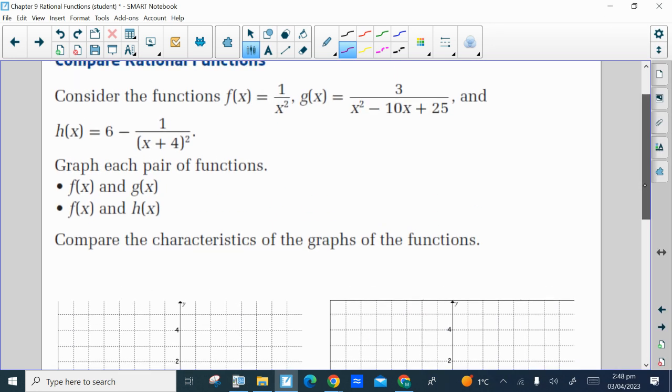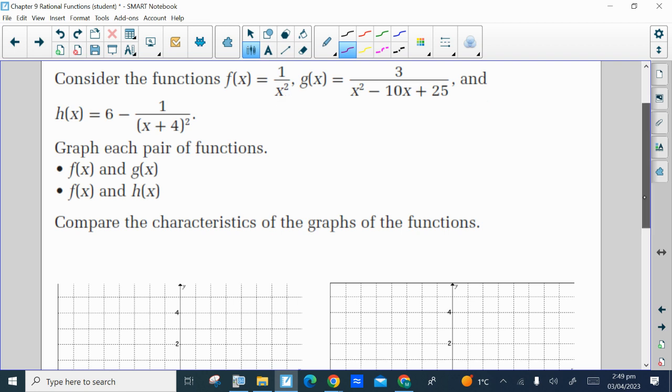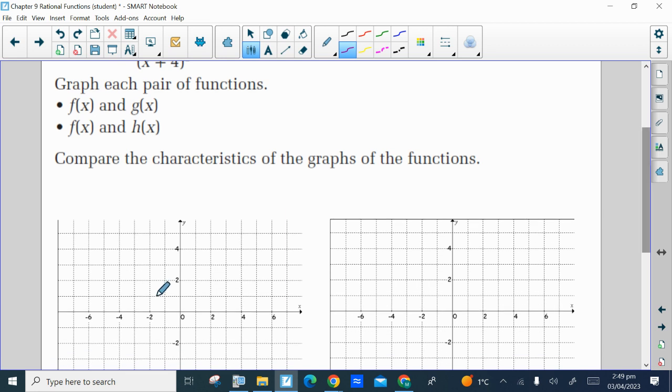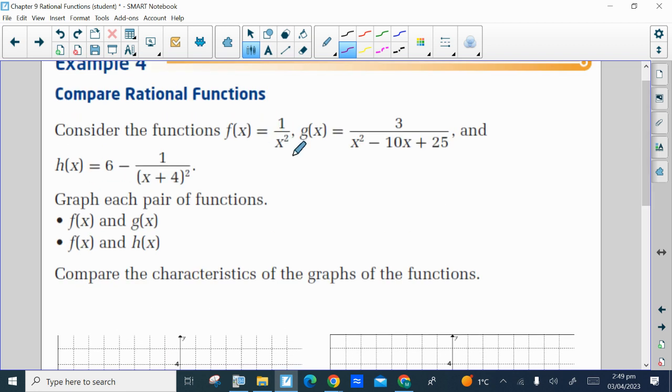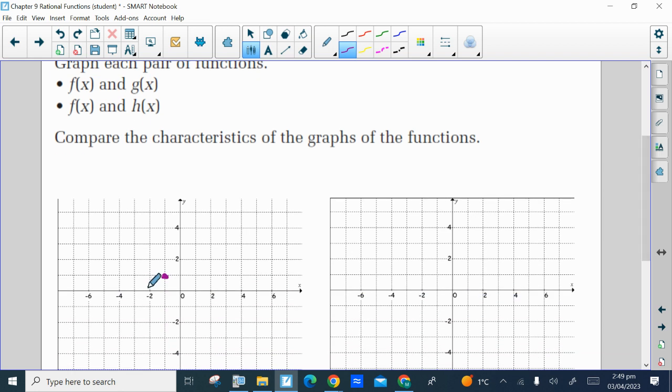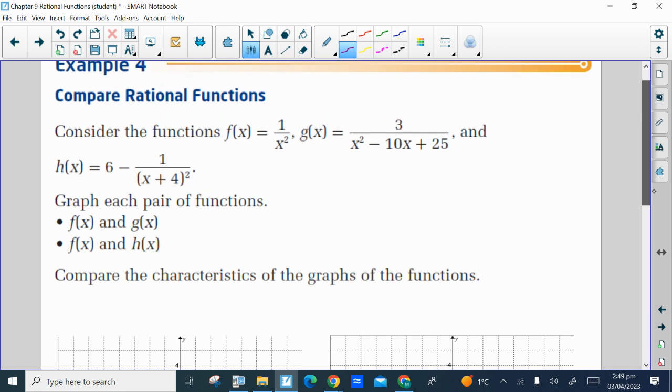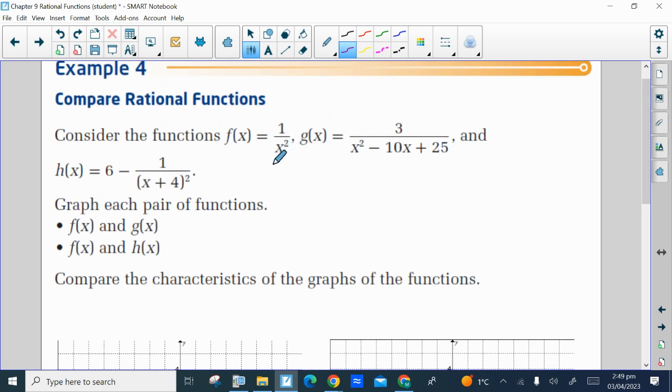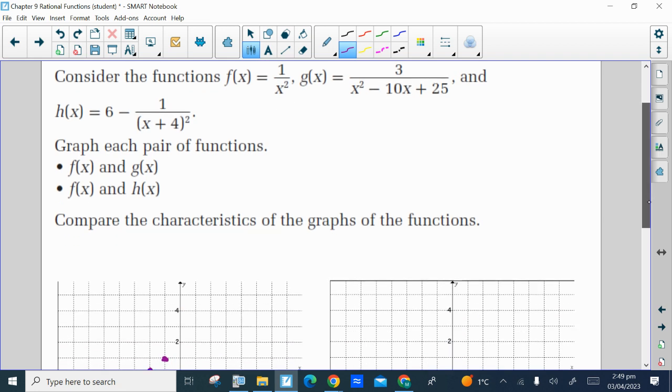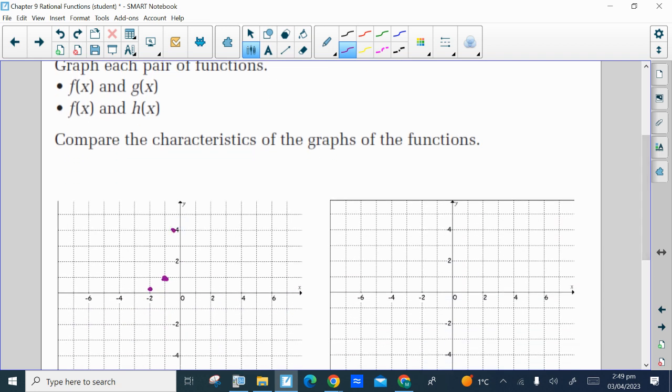If you want, you could grab a couple points real quickly. For example, when x is negative 1, negative 1 squared is 1. 1 over 1 is 1, so it goes to the point negative 1, comma, positive 1. When x is negative 2, negative 2 squared is positive 4. You're going to have 1 over 4, which is a quarter. And when x is negative a half, negative a half all squared is positive 1/4. 1 over a quarter is 4.